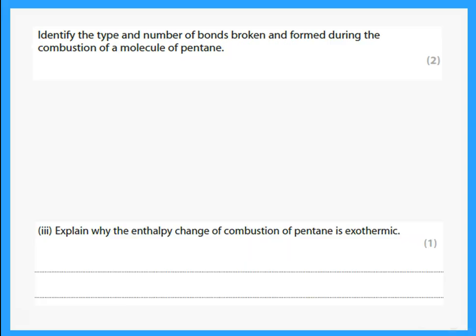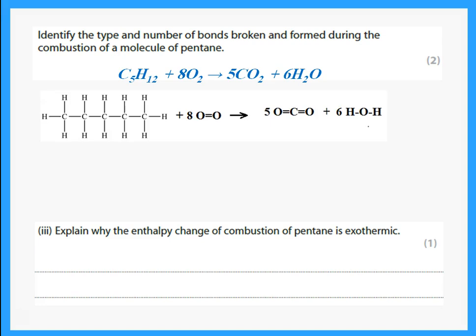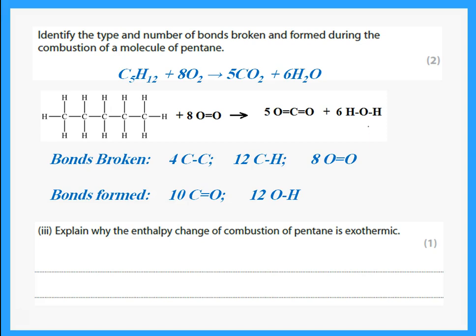Identify the type and number of bonds broken and formed during the combustion of a molecule of pentane. So you should know what is pentane. Pentane is C5H12. We are burning this and we're breaking up the bonds in the reactants and we're forming bonds in the products. So he's telling me to identify the type and number of bonds that are broken and formed during the burning of this pentane. So which bonds are being broken in the reactants and which bonds are being formed in the products? You can see that, and he says identify the type and the number.